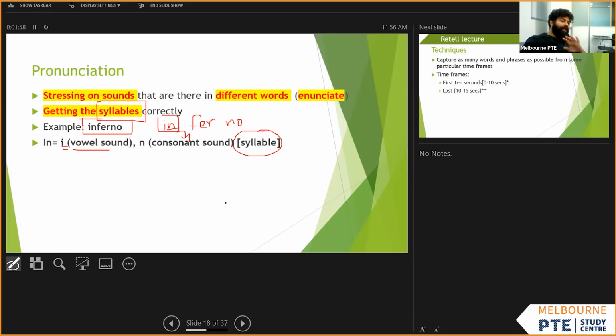All right. Now, don't worry way too much about this. It doesn't necessarily mean that for all the words you have to identify the syllables and say them properly. It doesn't mean that. Okay. This is just to basically tell you what computer uses to check for your pronunciation.